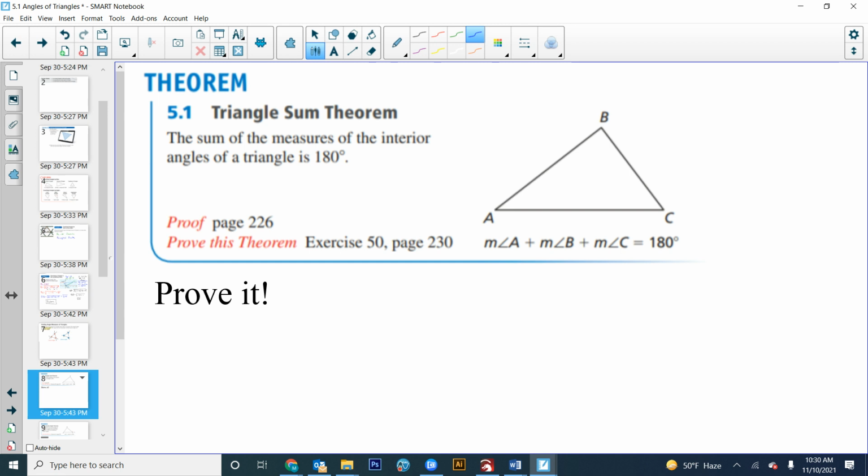Now, here's what we need to take from that. Tyler brought this up a little bit ago. Do you remember that the sum of the 3 interior angles of a triangle is always 180? The sum, add them up, of the 3 interior angles of a triangle is always 180.